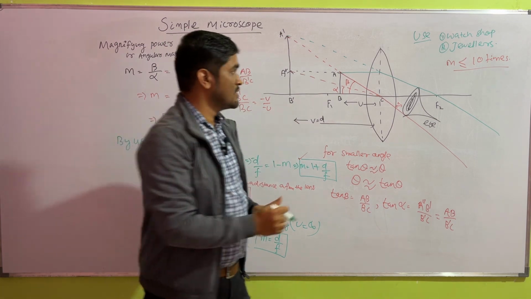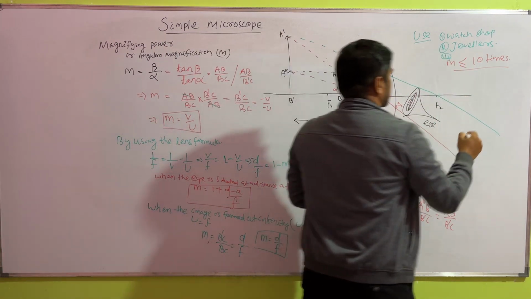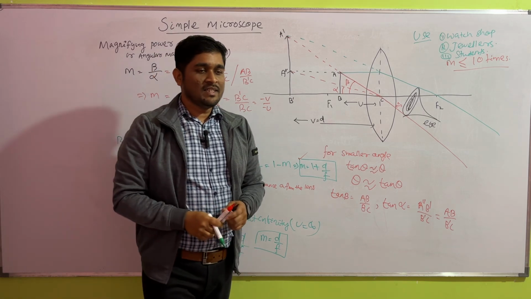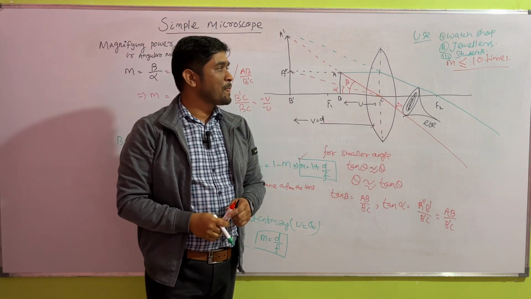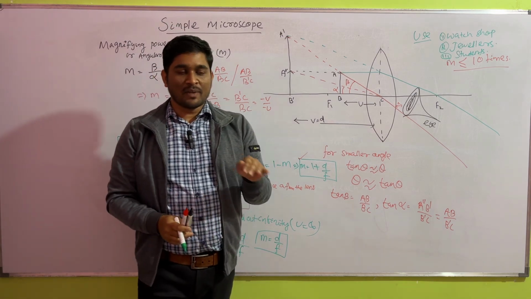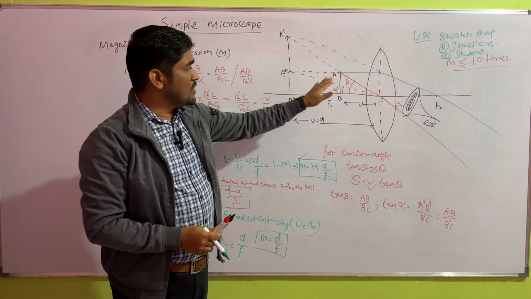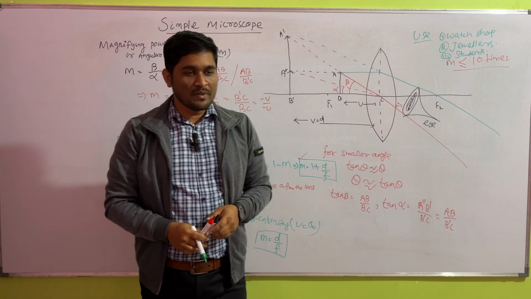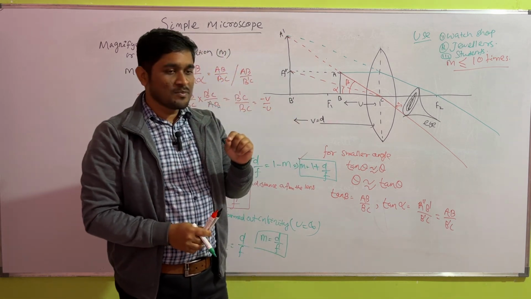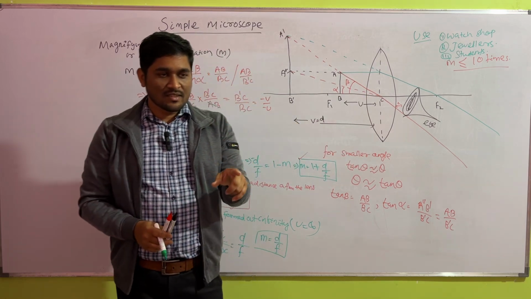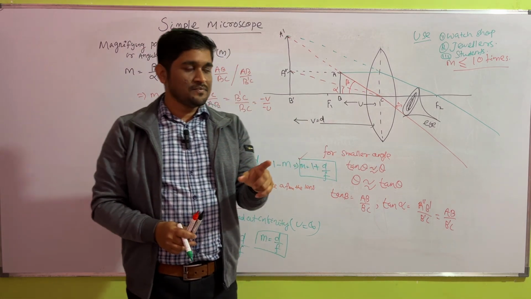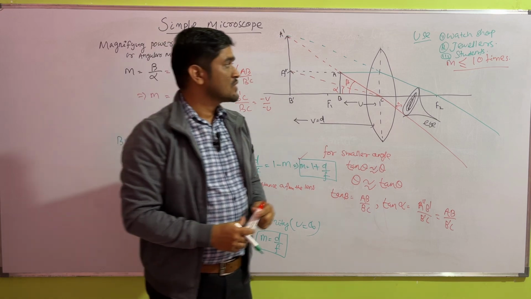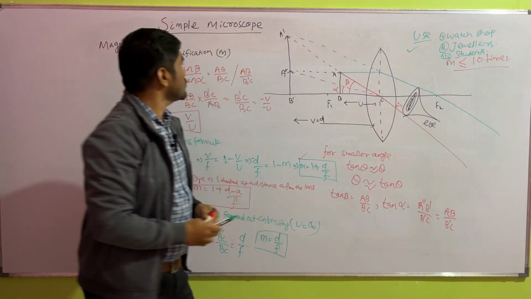Another most important use is for students. Yes, in physics practical, the science students in practical class use the magnifying glass to measure the vernier scale reading. You know the vernier caliper, a very small scale is there. To see it in magnified form, we have to use the magnifying glass. Clear? So these are some uses of the simple microscope or magnifying glass.